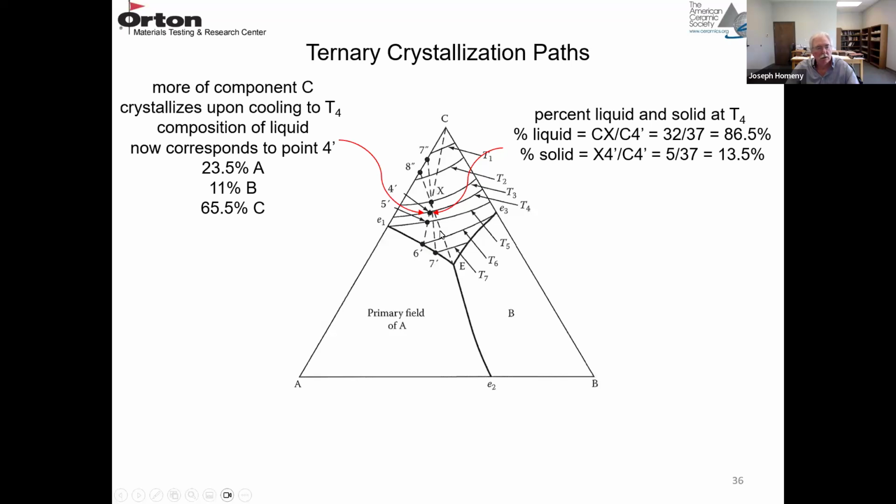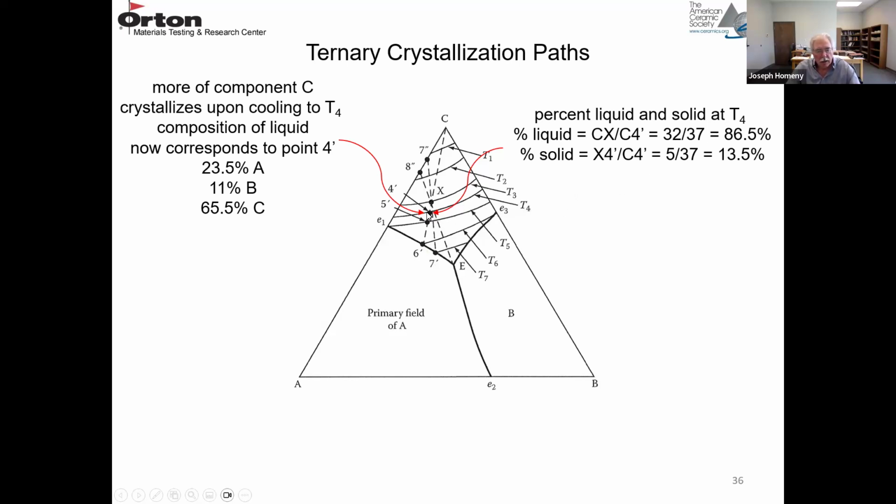isotherm T4. So that's the liquid composition on the liquid surface, and that's now about 23% A, 11% B, and about 65% C. So the percent liquid and solid at T4, we can calculate that.